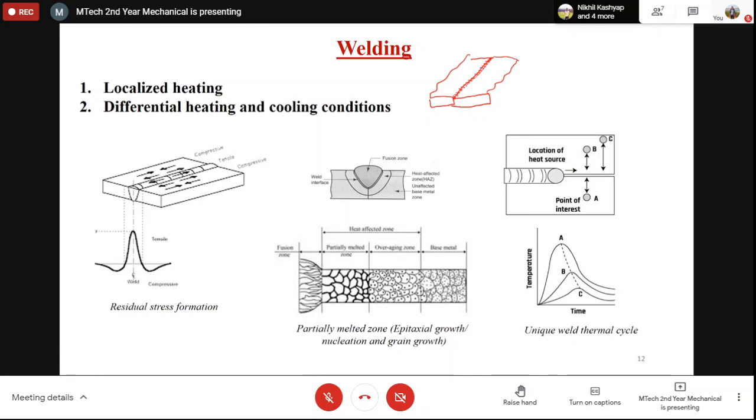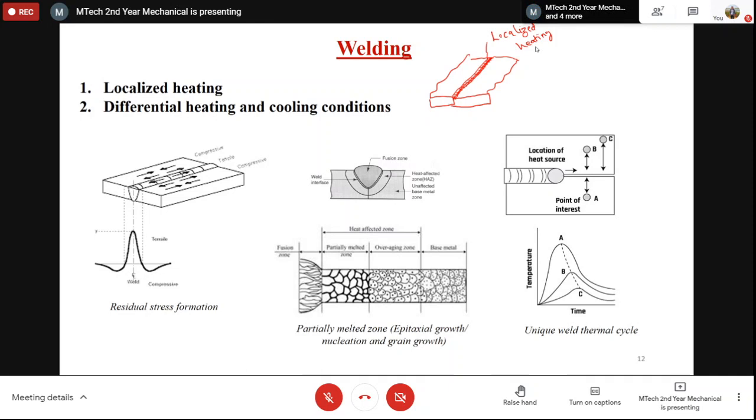Due to that, we call it localized heating during welding, which is required at the junction where we want to get the bonding. So at this region, we'll have highly localized heating, so that only that portion will melt, and the rest of the material will not raise its temperature up to the melting point or the required point. So there will be highly localized heating at the point.